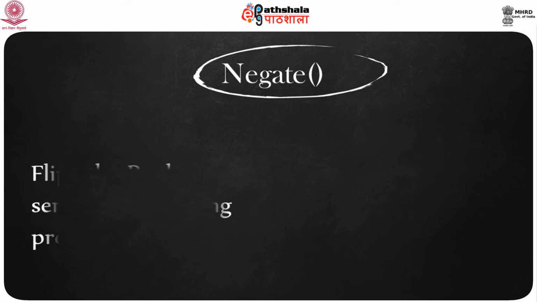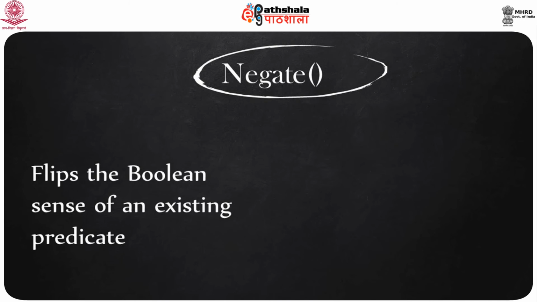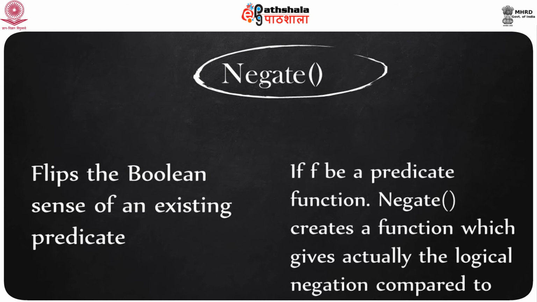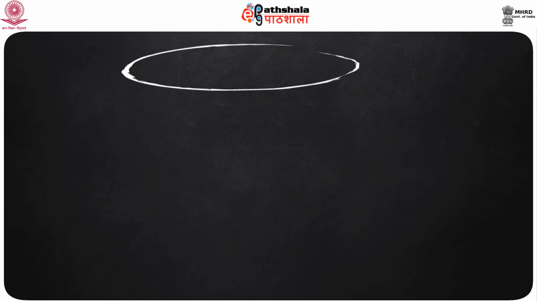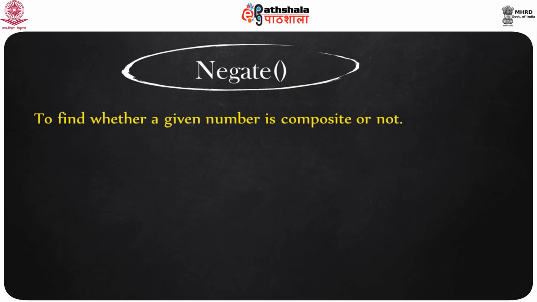This is the function Negate. It simply flips the Boolean sense of an existing predicate. So the idea is, suppose a predicate function f is given. It creates a function which returns the logical negation of what f returns. Here we are aiming to look at whether a given number is composite or not.